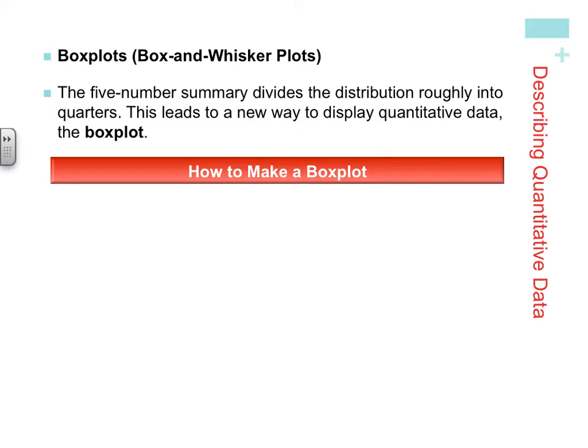So the 5-number summary divides the distribution roughly into quarters. This leads to a new display of quantitative data, the box plot. Because it's dividing your distribution into quarters, you'll get a good idea of whether it's skewed or roughly symmetric.